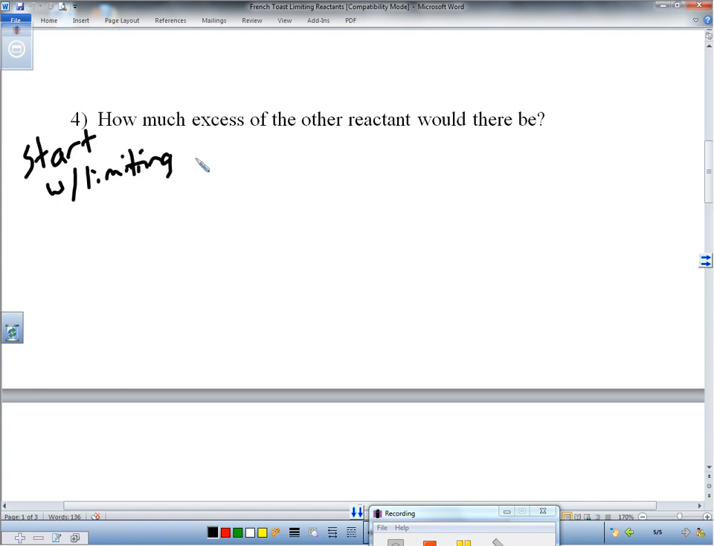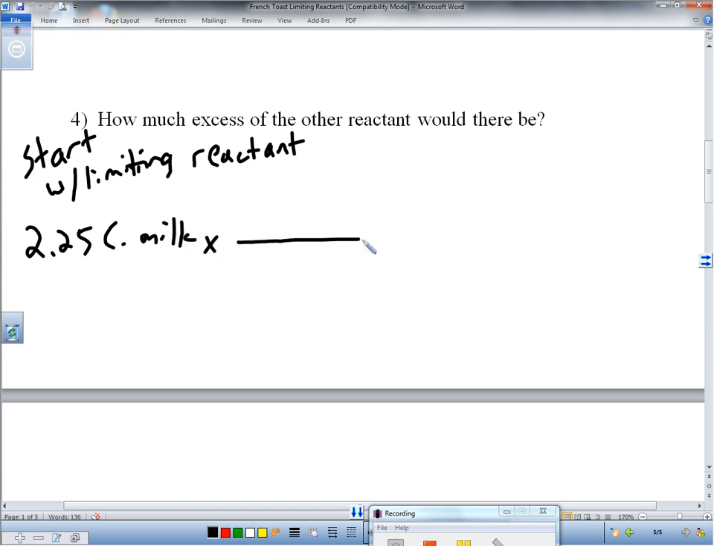So start with the limiting reactant, always with excess. So I'm going to start with my amount of limiting reactant. My limiting reactant was the milk. So I'm going to start with my milk, because these ratios hold true not just for reactants and products, but also for reactants and reactants. If I use that much milk, I'm going to figure out how many eggs I used in that process, because my ratio is 4 eggs for every 1 cup of milk.